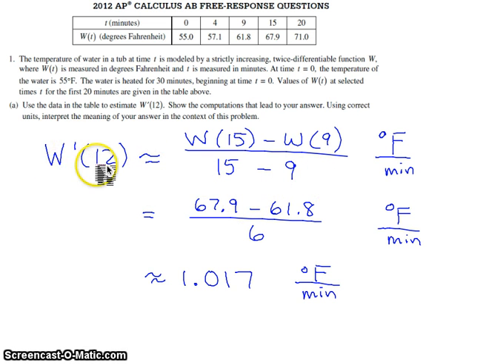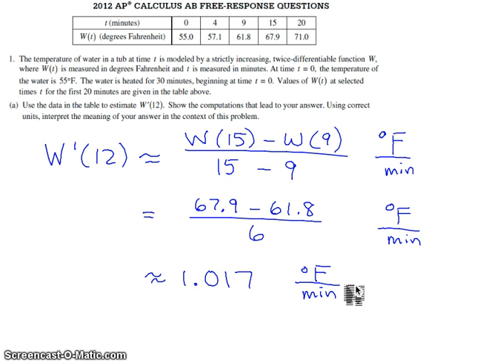So to estimate W prime of 12, just take the two t values on either side of 12, take those two ordered pairs, so you have (9, 61.8) and (15, 67.9). Do a slope calculation between those two ordered pairs, and you have your estimate once you've computed it. The units in the numerator, which are values of the function, would be measured in degrees Fahrenheit. In your denominator, you have units of minutes, just a difference in t values. And so the units of our result are going to be measured in degrees Fahrenheit per minute.